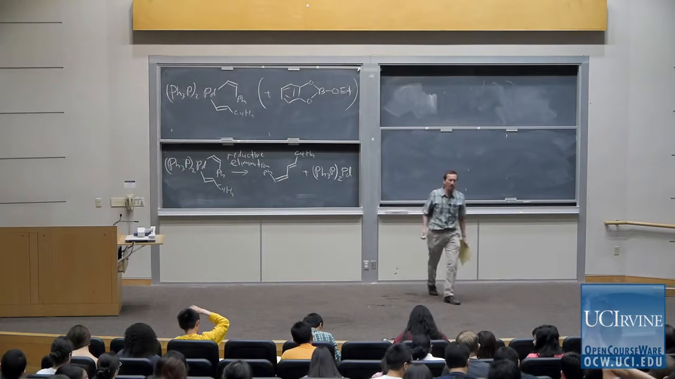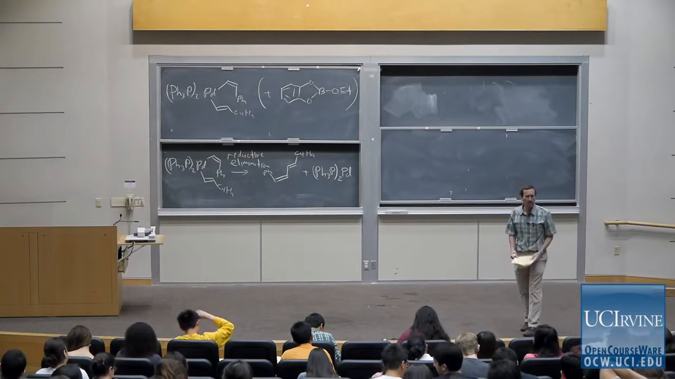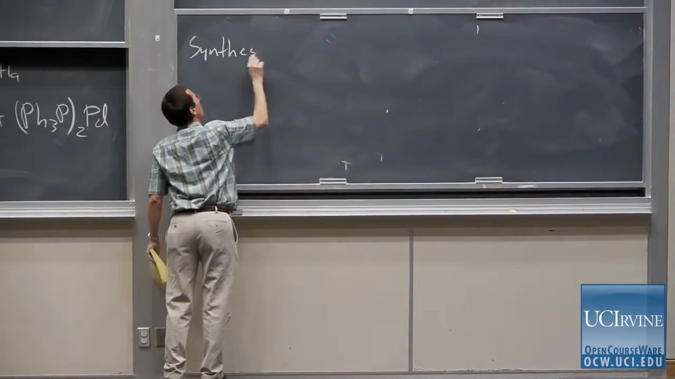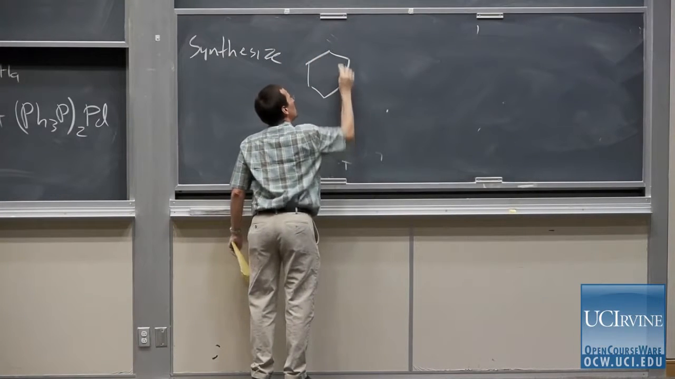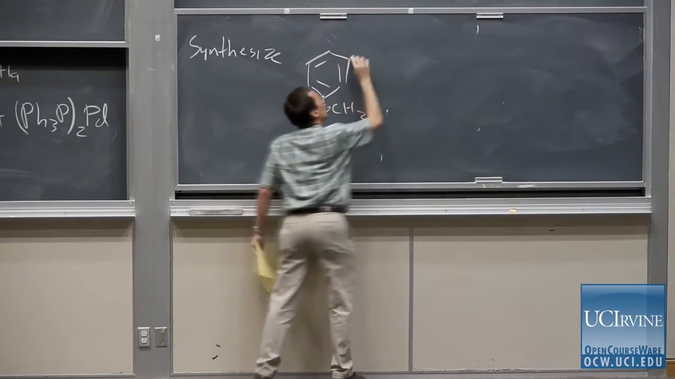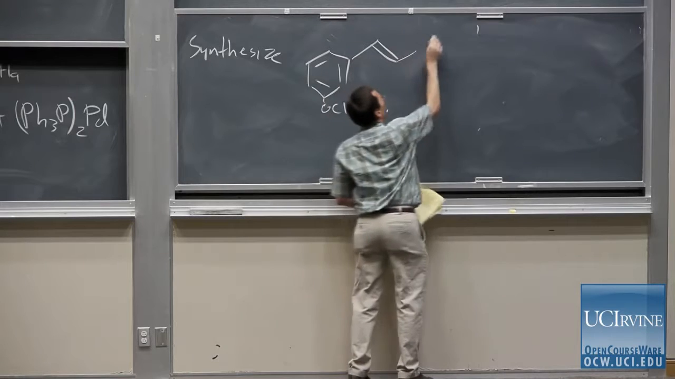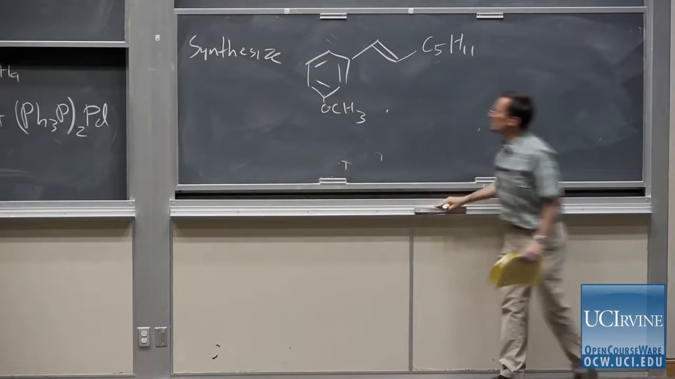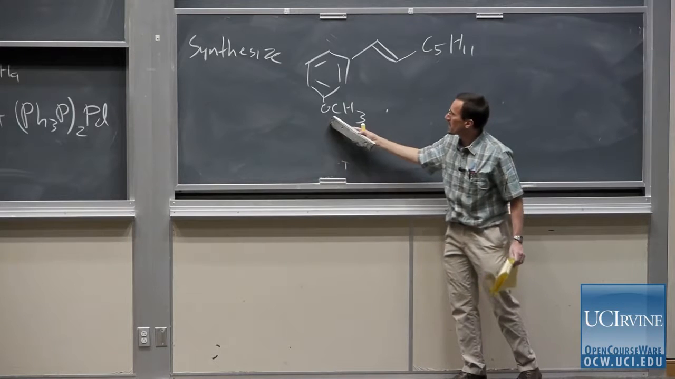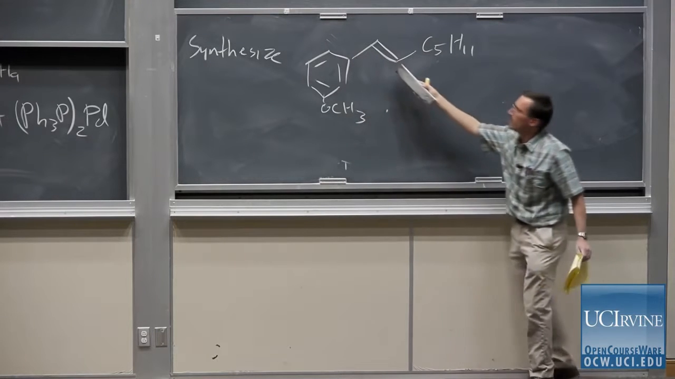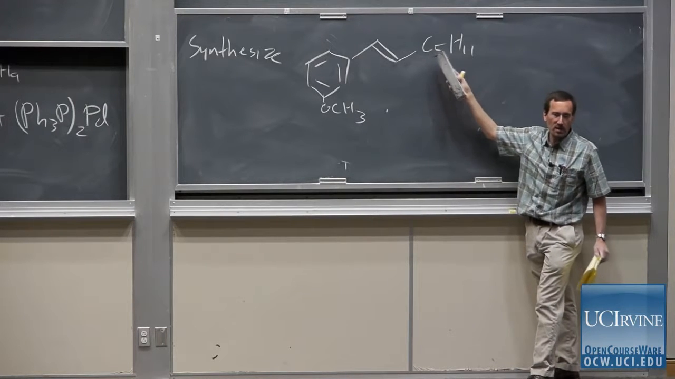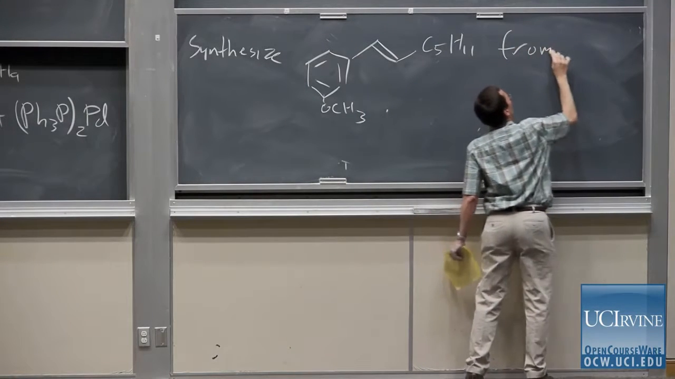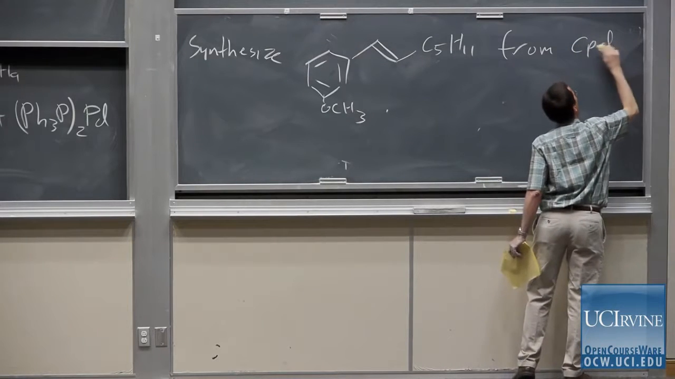Let's take a look at how we might use the Suzuki reaction in organic synthesis, and I'll just pose a sort of a sample question here. Let's say I was thinking about how we synthesize this molecule. And I'll say, let's synthesize this molecule where we have a methoxy on a benzene linked in a meta fashion to a trans alkenyl group connected to a C5H11, a pentyl group. So let's say synthesize this compound from compounds containing 7 carbon atoms or fewer.